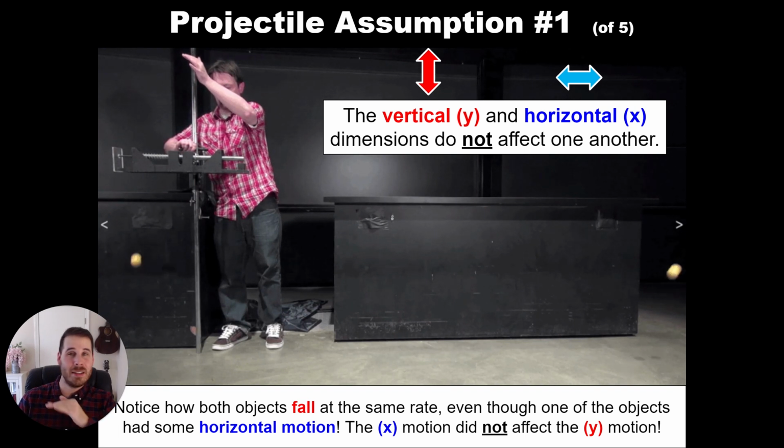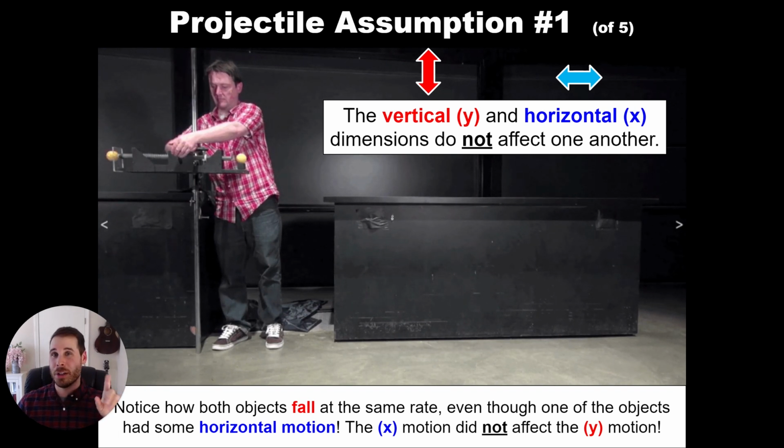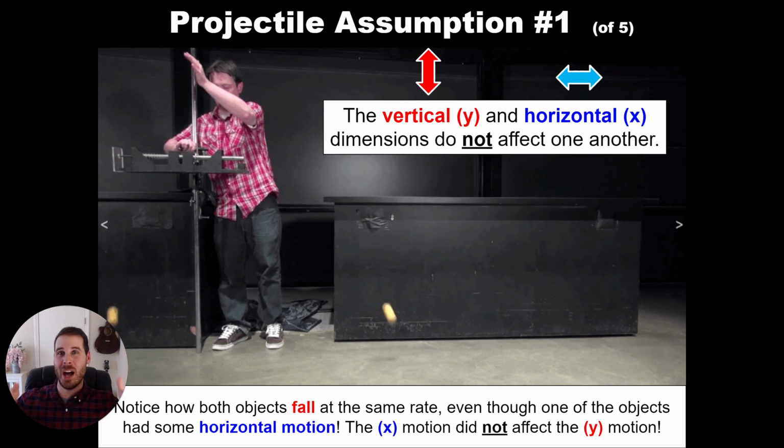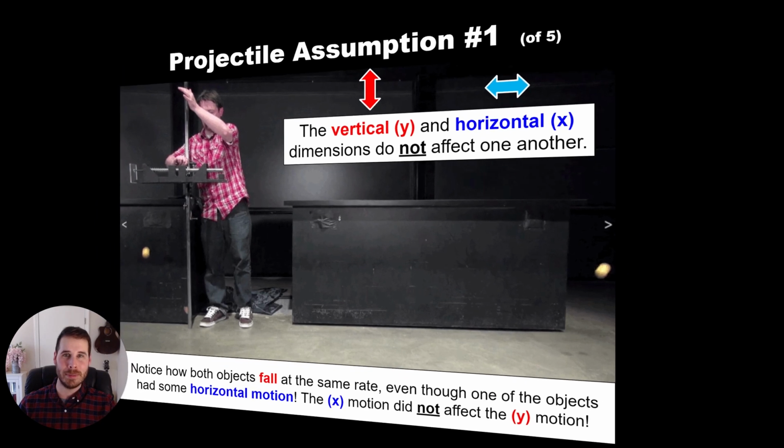In other words, it doesn't matter what you're doing left to right. Gravity only cares what you're doing up and down. And those two dimensions do not affect one another. We can think about them completely separately because clearly they do not affect one another. So that's projectile assumption number 1.